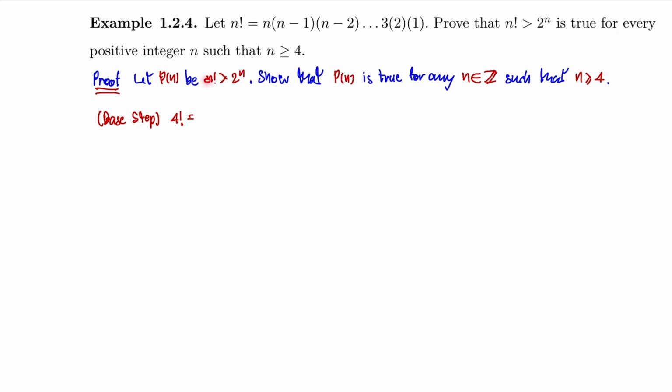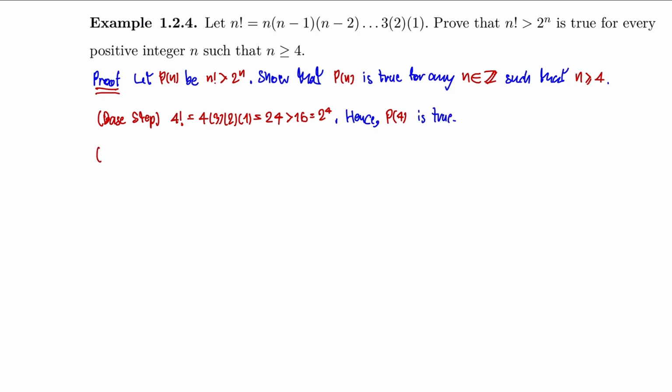So we're going to have 4 factorial, which is, let's calculate, 4 times 3 times 2 times 1, which is 12 times 2, which is 24. And 24 is greater than 16, which is 2 to the 4. So it's true for n equal to 4. So we have the base step. Okay? So P of 4 is true.